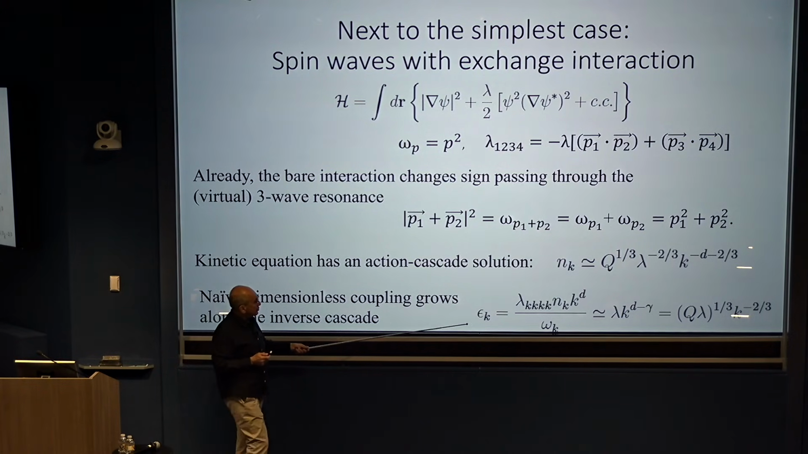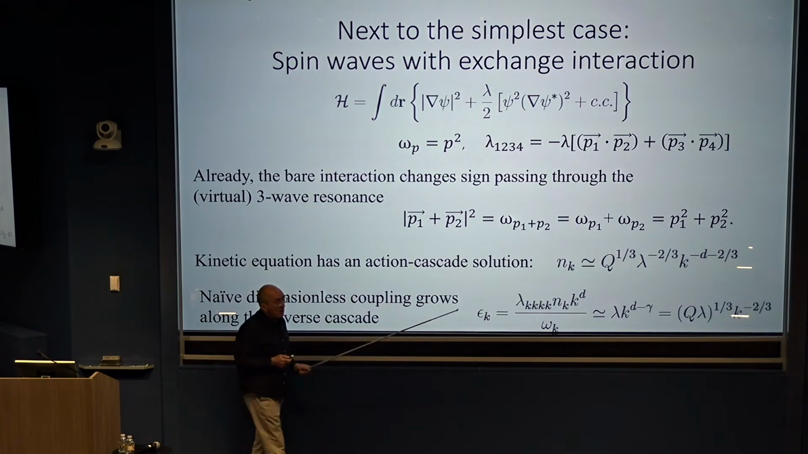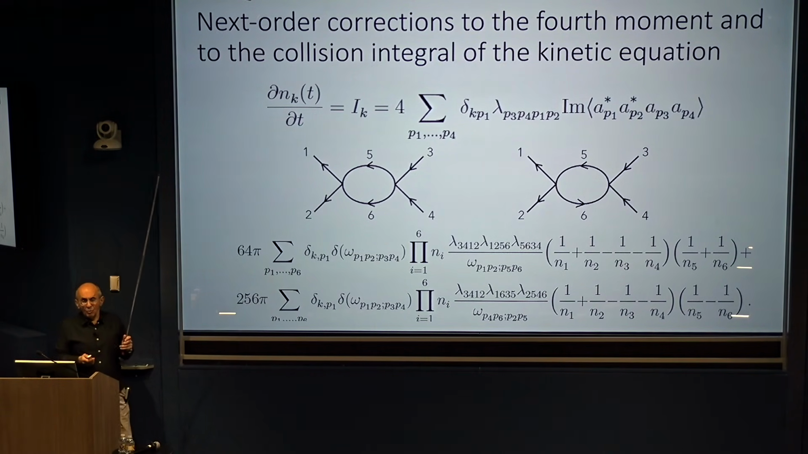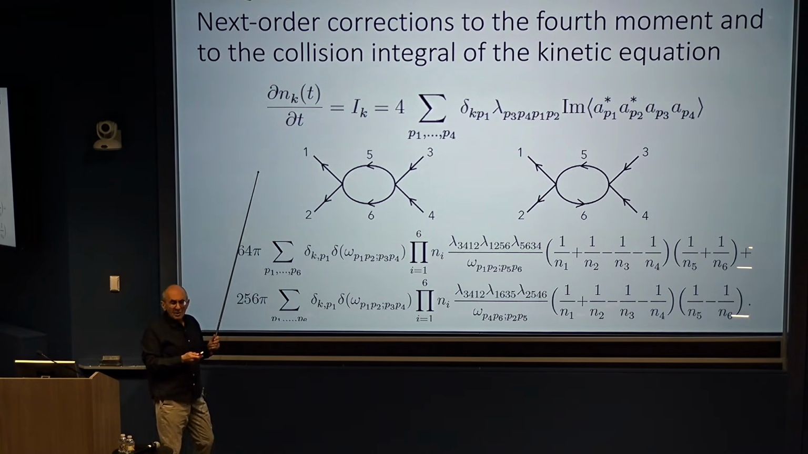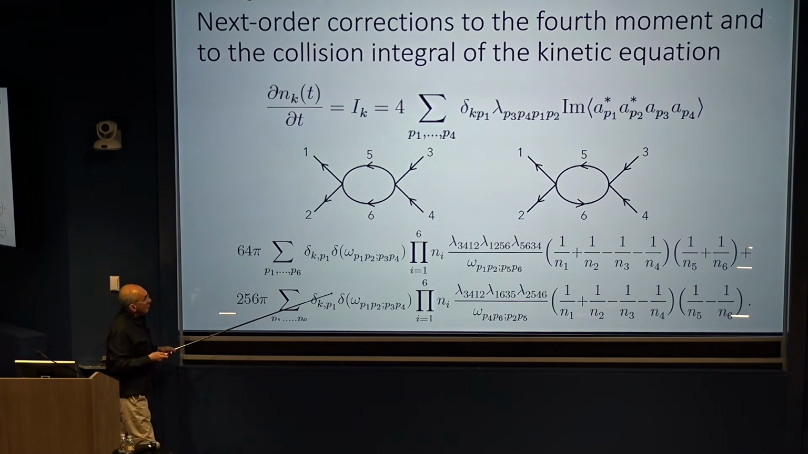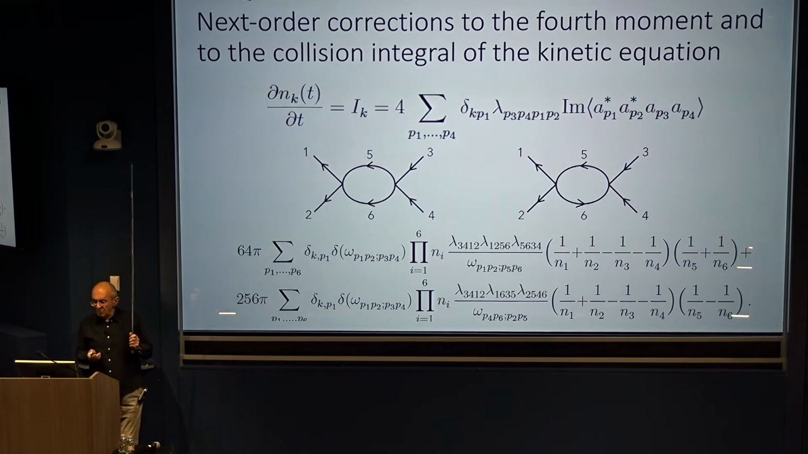You can introduce your parameter of nonlinearity, which is again lambda n, the total number of waves divided by omega. But then again, you can do inverse cascade. Again, you find out that your inverse cascade is getting strong when you approach lower k, and then you can do this one-loop correction that you obtain.